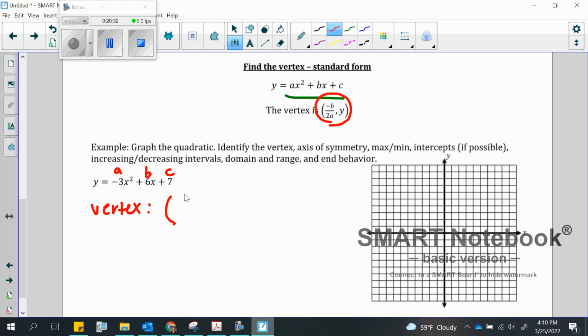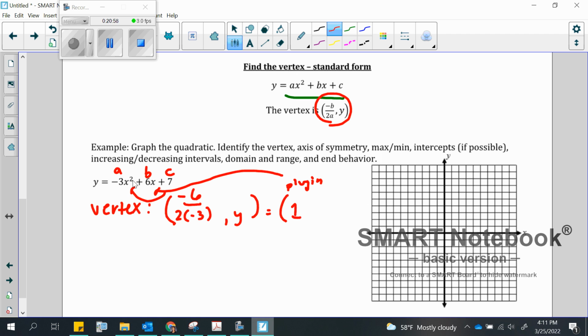So the vertex, negative 6 over 2 times a. So negative b, so here's b, negative that, negative 6, over 2 times a. A is negative 3. So this would equal negative 6 over negative 6, which is 1. And then to find the y value, you plug into the function. You're going to plug 1 in everywhere. So negative 3 times 1 squared is just negative 3, plus 6 times 1, which is 6. So we get 3 plus 7. So we end up getting 10 for this. 1 comma 10, I should say.